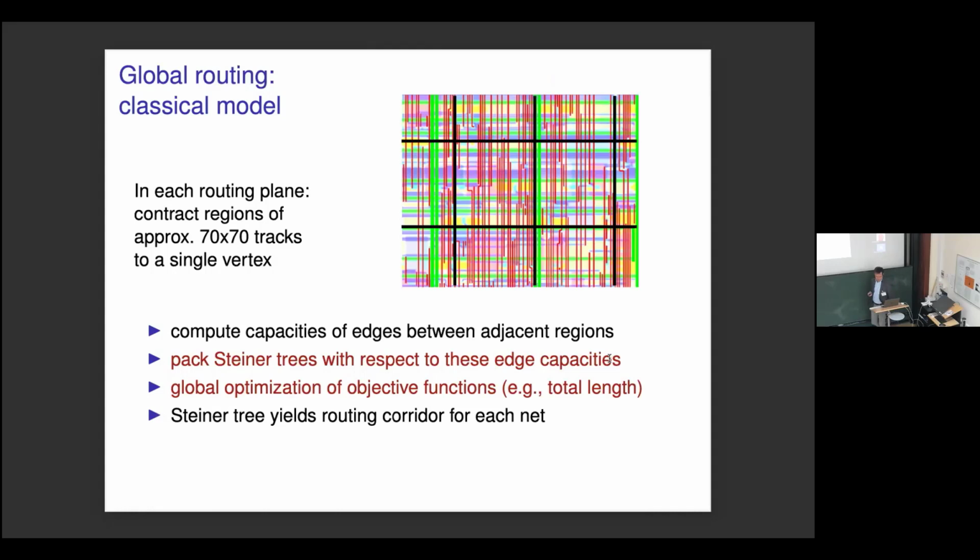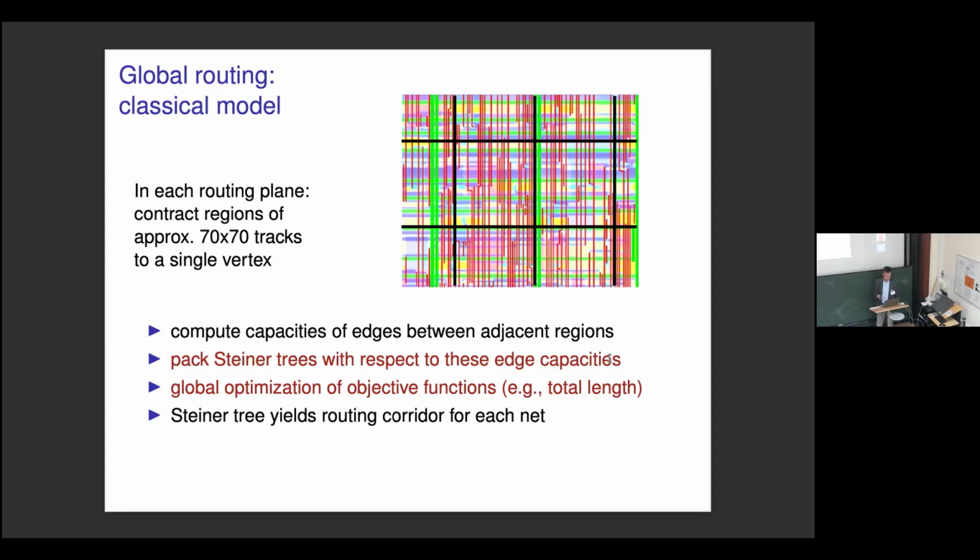So the classical way to do global routing is you take your chip area, partition it by a grid, here shown in black, into rectangular tiles. And then you say each tile is one vertex. You have, of course, for every plane a tile. You have a number of tiles on top of each other. And then you have a 3-dimensional grid graph. And you just map all the pins that are in one tile to that vertex corresponding to that tile.